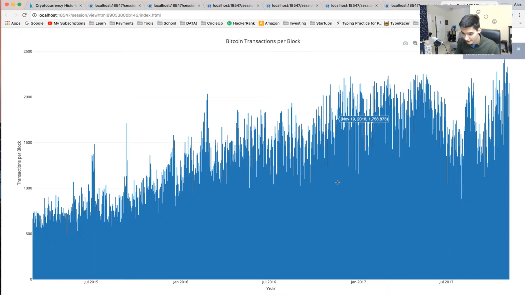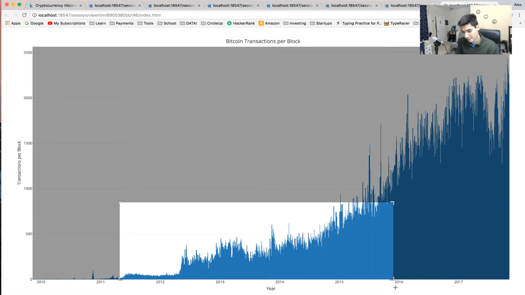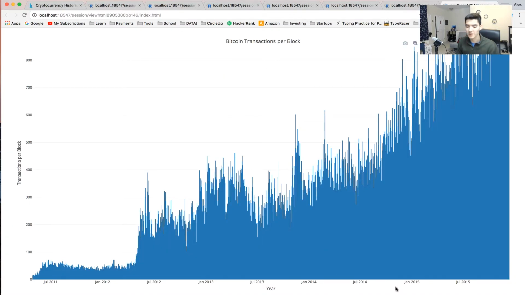So currently there are about 2,000 Bitcoin transactions per block out there. Also pretty interesting, there were less transactions per block back when the price was lower, but this could also be because there were less Bitcoins out there, and it was less popular.